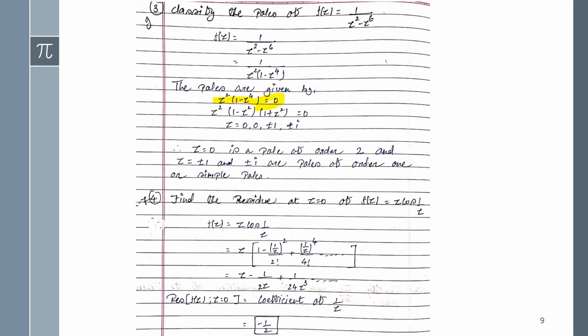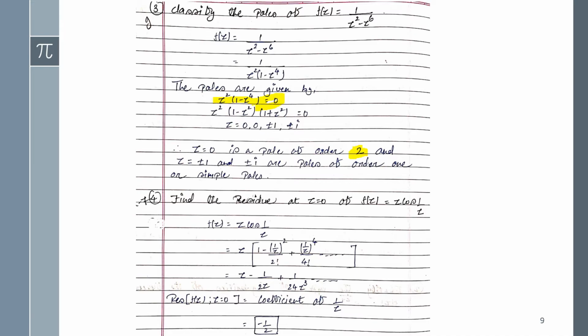So again by splitting the terms, you will get z square into 1 minus z square into 1 plus z square, and by doing the factorization you will get z equals to 0, 0, plus or minus 1 and plus or minus i. Now you can see that 0 is a repeated number, right? Repeated means how many times it's repeating: 2 times. So the pole at z equals to 0 will be of order 2.